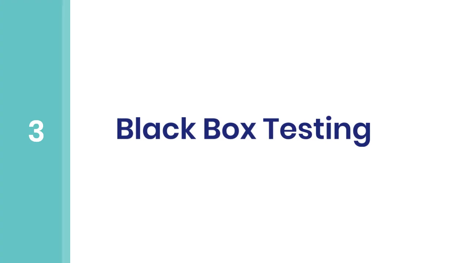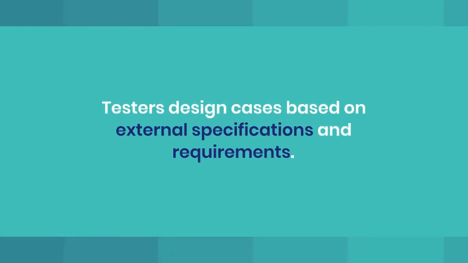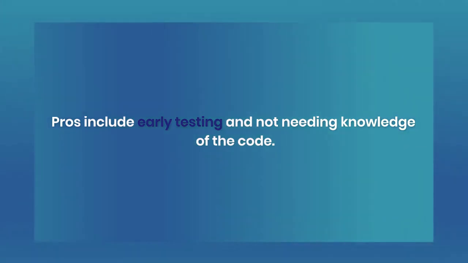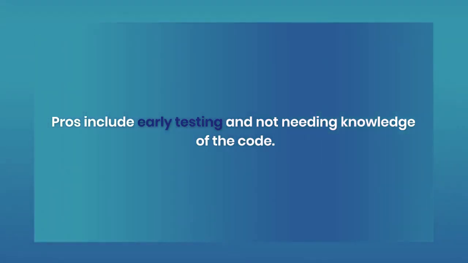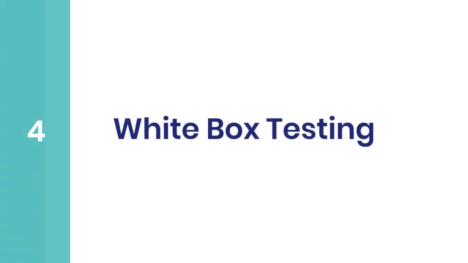The third one is black box testing. Black box testing focuses on functionality without examining internal code. In black box testing, we cannot know about the internal code. Testers design cases based on external specifications and requirements. It includes early testing and does not need knowledge of the code. However, it may not uncover all the defects.